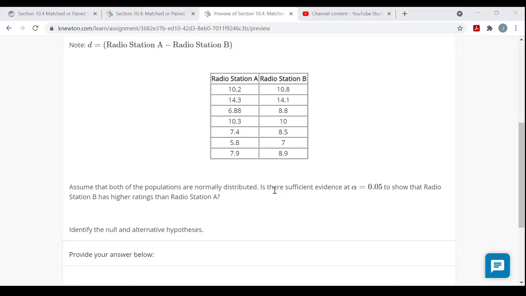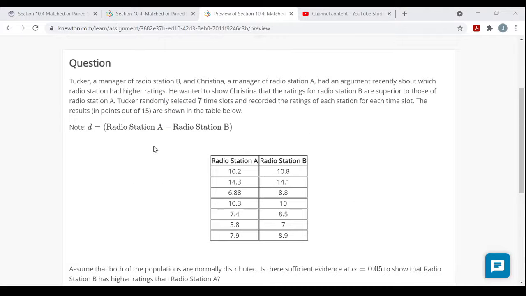It then says, is there sufficient evidence at alpha equals 0.05, the significance level, to show that radio station B has higher ratings than radio station A, like Tucker claims.